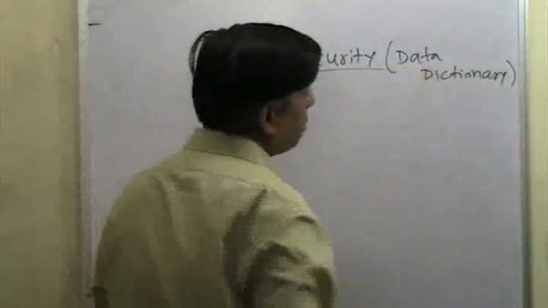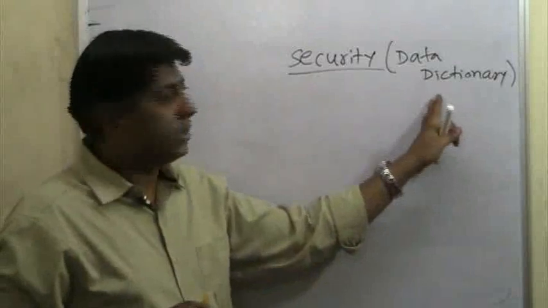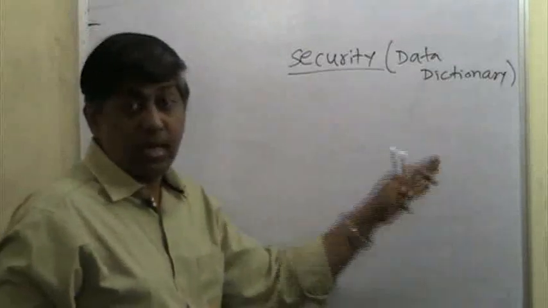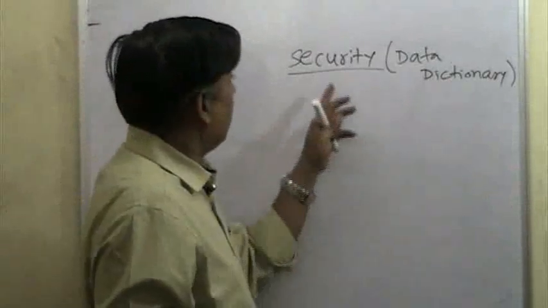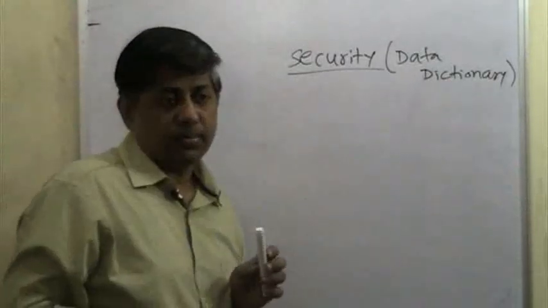Now with this knowledge of data dictionary, this is what data dictionary is. Data dictionary is a set of views. We have seen so far USER_ so many and DBA_ so many. These are all data dictionary views. Now we will jump to the topic of security. Okay, what is the topic of security now?